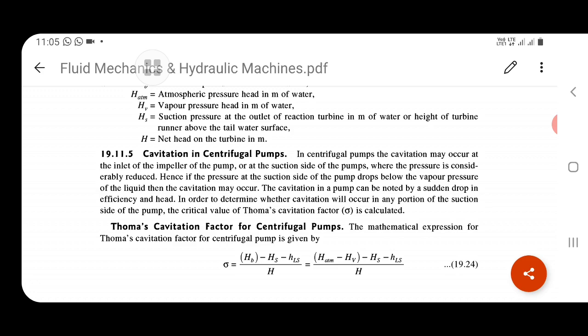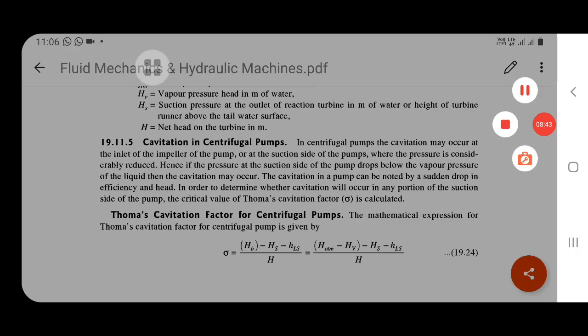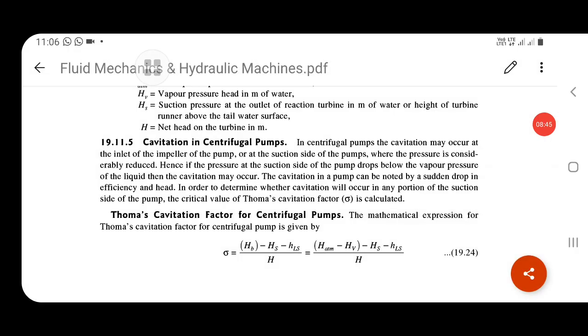The cavitation of a pump is noted by a sudden drop in efficiency and head. So in order to determine whether cavitation will occur in any portion of the suction side of the pump, the critical value of the Thoma cavitation factor is calculated by this formula. So firstly write down the cavitation.